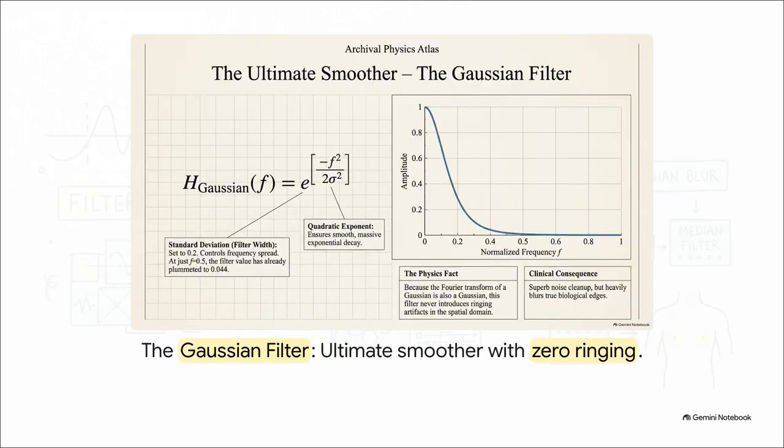For our final smoothing tool, let's look at the ultimate smoother, the Gaussian filter. It uses a standard deviation to control the frequency spread and a quadratic exponent that decays massively fast. I mean, at just f equals 0.5, the value has already plummeted to 0.044. Because the Fourier transform of a Gaussian is also a Gaussian, this guarantees absolutely zero ringing artifacts. Zero! But the clinical consequence is a massive cost. It heavily blurs the true biological edges.